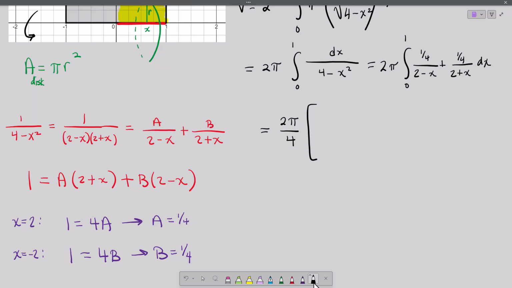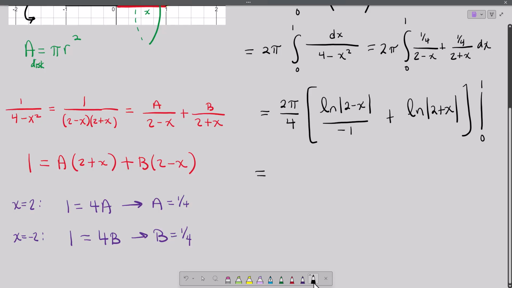All right, so the first one is going to be natural log of the absolute value of the denominator. And then RCR says divide by the derivative of that linear factor. Plus natural log absolute value 2 plus x. Don't need an RCR there because the derivative is positive 1. And then our limits of integration are 0 to 1. Let's simplify out front. We have pi divided by 2.